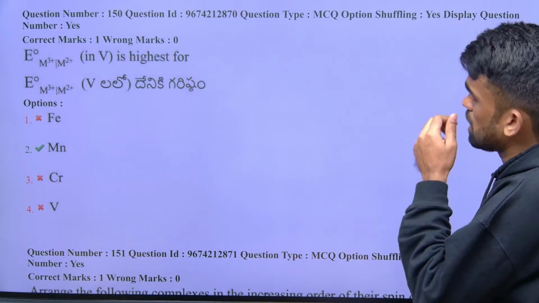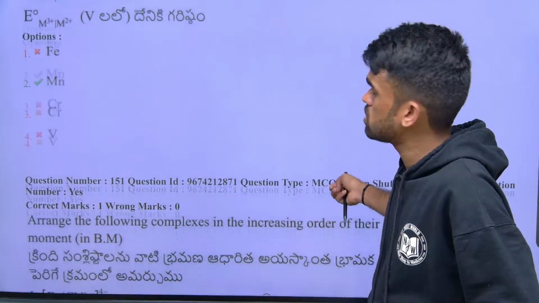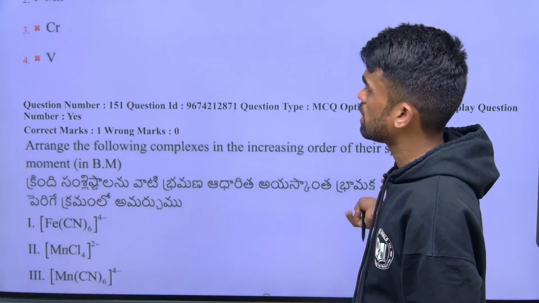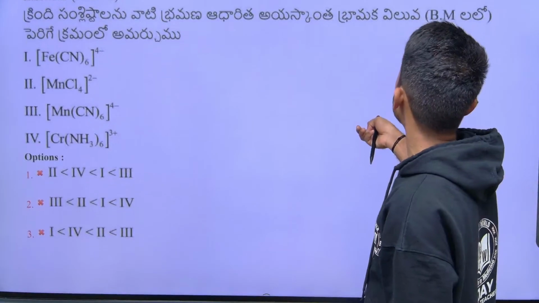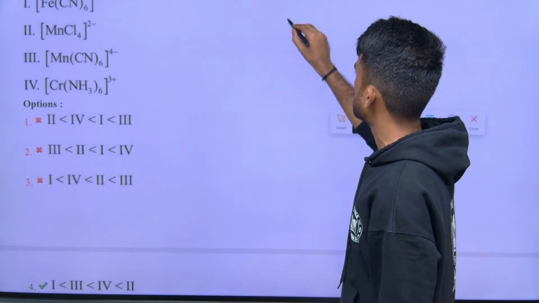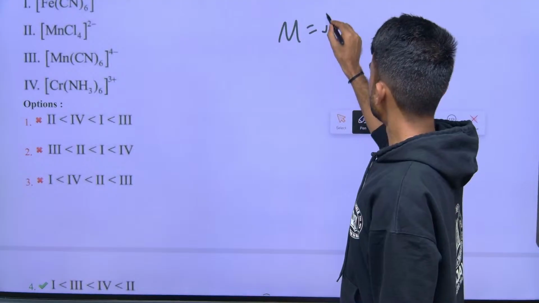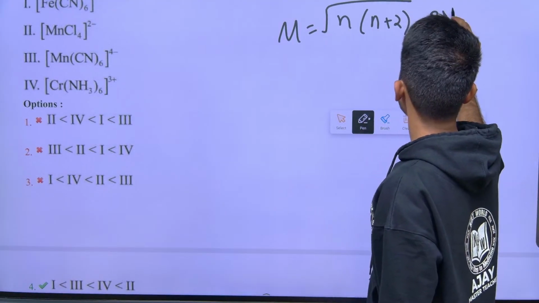So which one has the highest? That is for manganese only. You can check the D-block elements table to get this answer. Now, arrange the following in increasing order of their spin-only magnetic moment. What is the formula for spin-only magnetic moment? Mu equals root over n into n plus 2 Bohr magneton. This is the formula.